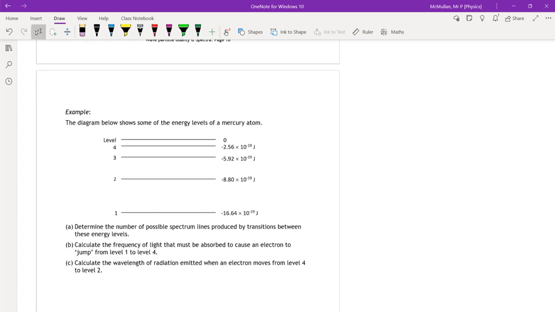It could go from the fourth to the first. Just ignore the zero just now. It could go from the fourth to the second. It could go from the fourth to the third. It could go from the third to the first, third to the second. It could go from the second to the first. 1, 2, 3, 4, 5, 6 is the only energy levels we can see there.